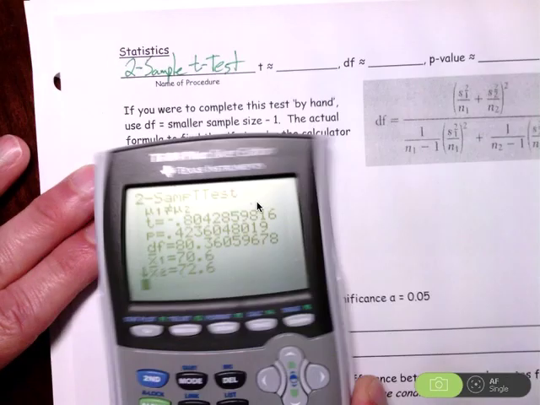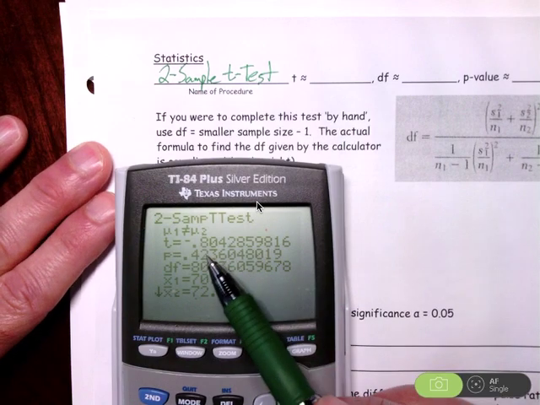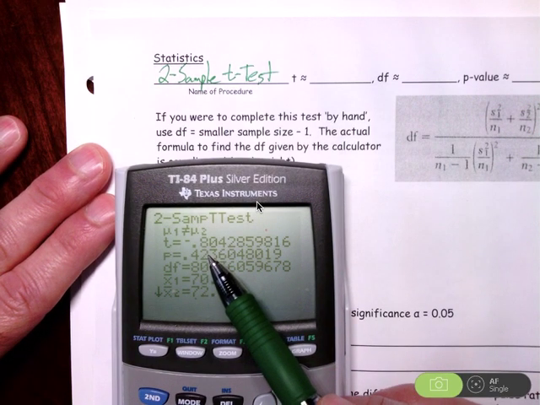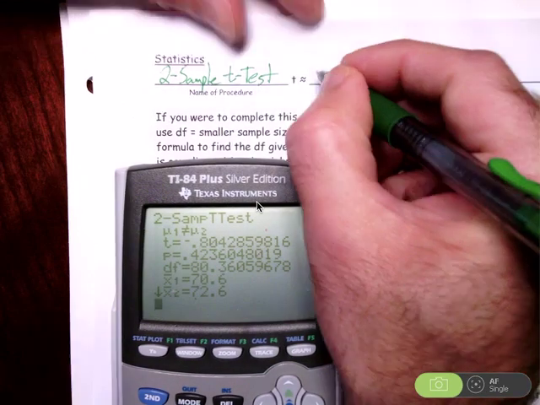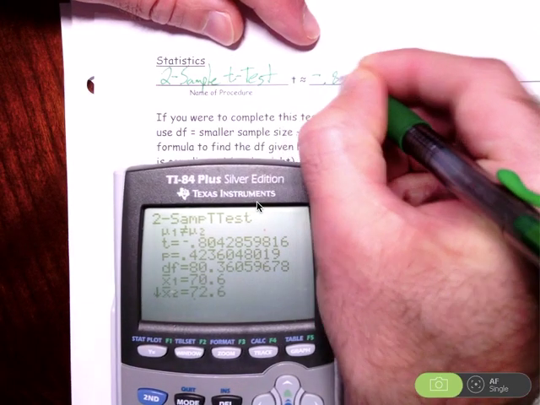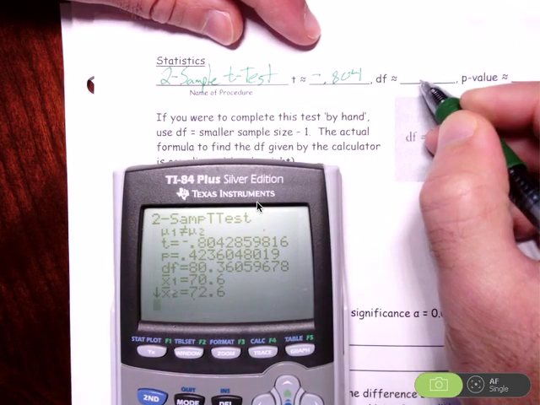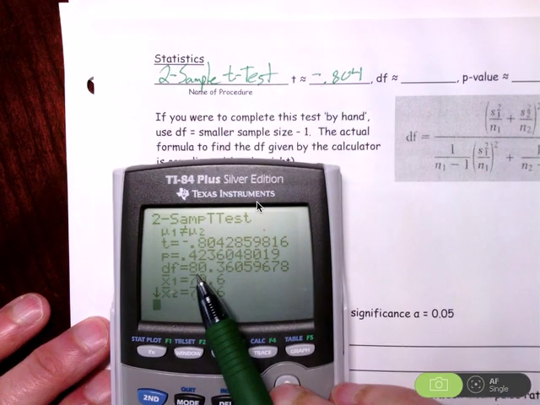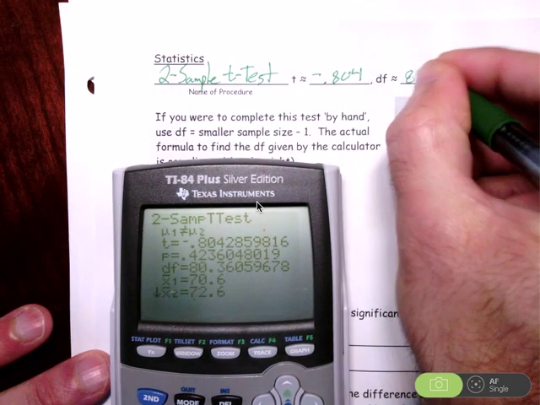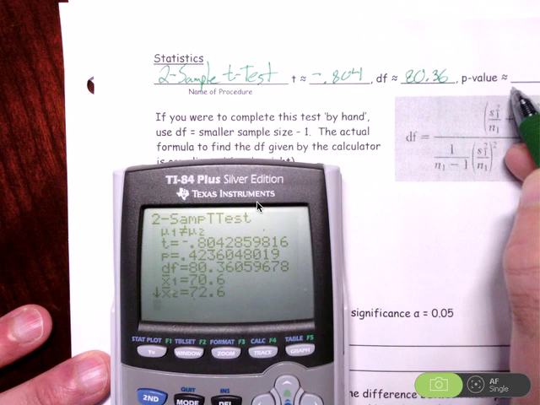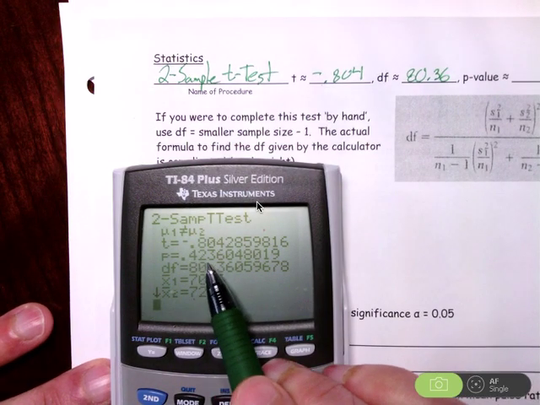It's important to document the t-score. So I'll write down the t-score as negative 0.804. So the degrees of freedom, I'm going to write that down as 80.36. And then the p-value, I'll write that as 0.424.